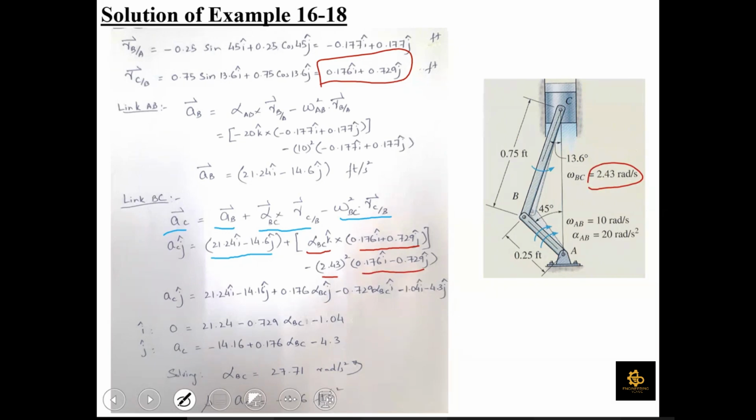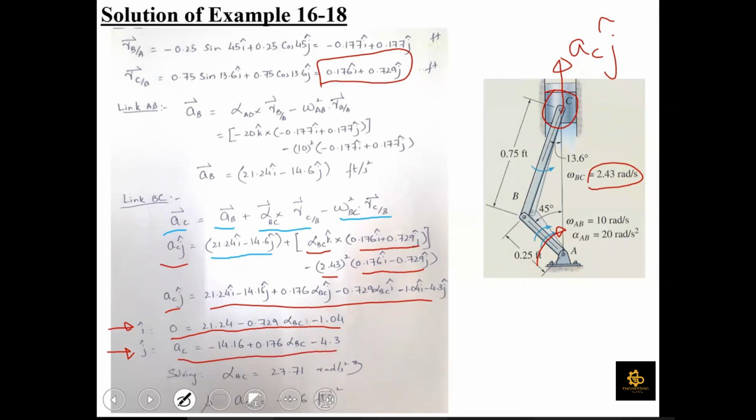Now coming to the left hand side, since it represents the absolute acceleration of this piston, and if this link is rotating in a counterclockwise direction, then definitely C would be moving upwards. So we have assumed AC to be equal to AC j. Is this clear? Yes, sir. So here we have written ACj in place of AC, and then we compare the i and j coefficients on both sides of this equation.